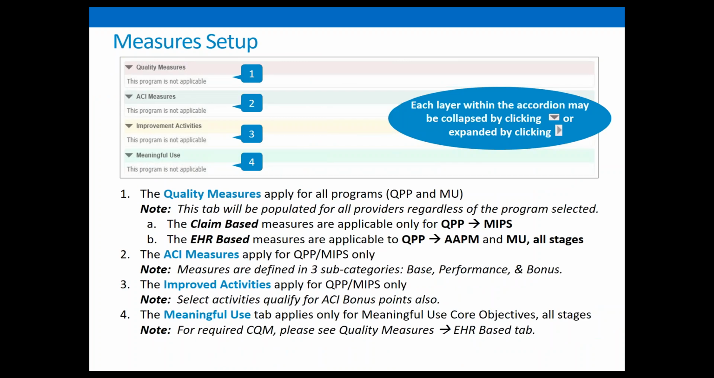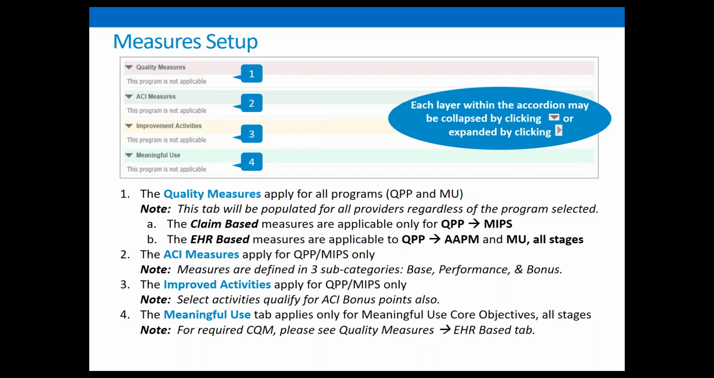And then that brings us to all the different measures down below. And this view that you're seeing is when up above you've not chosen any provider yet. So there's no program specified, so none of the measures will be populated. And you see there in each of the accordion layers, this program is not applicable. Once you have defined the program up above, these accordion layers will be populated accordingly. And then these can be collapsed or expanded by clicking in the colored banner area, that little triangle icon.